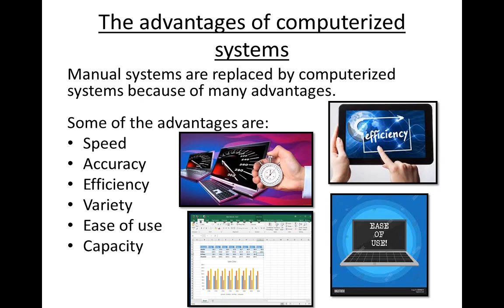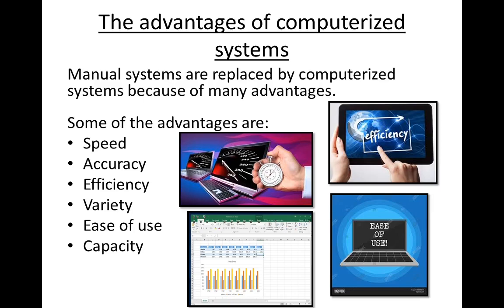The fifth advantage of computerized systems is ease of use. Ease of use is another advantage because computers work according to certain rules and instructions. Once the users understand them, they can use the computer to perform any kind of work easily.